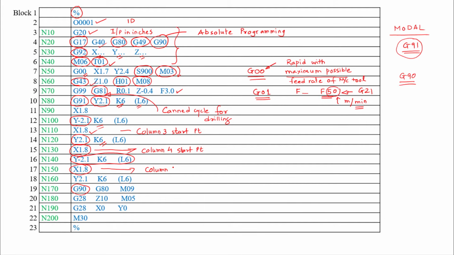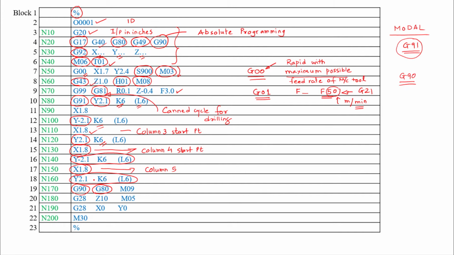Column 5, we are asking the controller to move in positive x direction by 1.8 inches, and then we are completing the column 5 by asking the controller to move in positive y direction by distance of 2.1 and to drill number of holes as 6. So after completion of all this drilling of holes, we are switching the mode from G91 to G90. G90 has been activated. All the cycles would be cancelled.